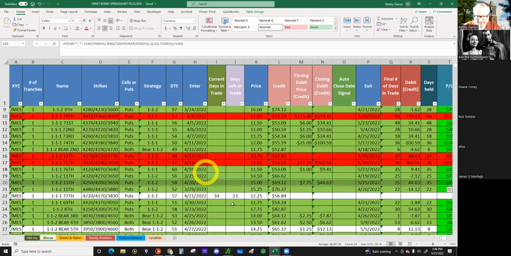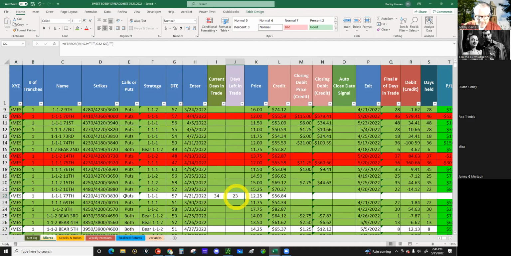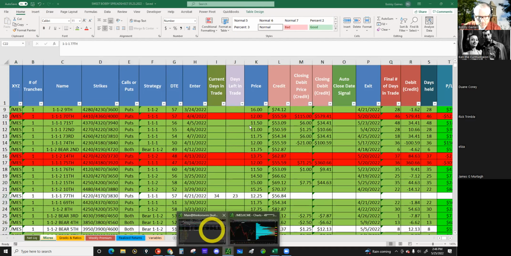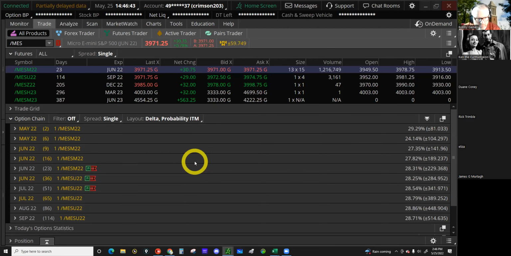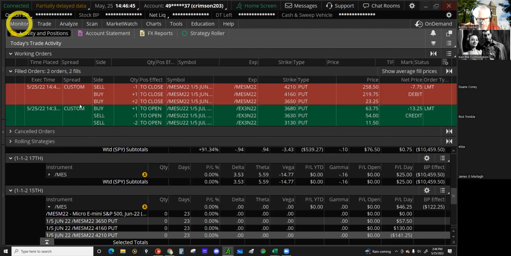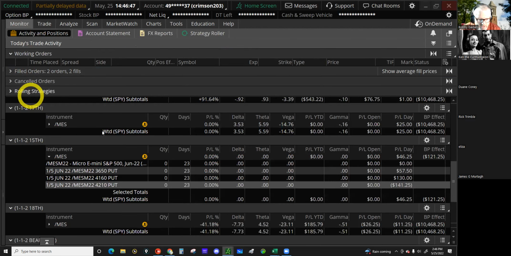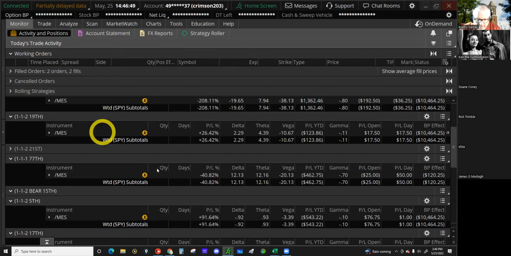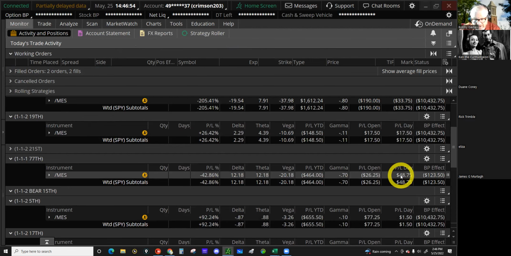All right, so let's see what else we got here. So we got this one at 23 days. This is a 11177. Oh, behave. A 111 trade in this environment, you moron. Why would you be putting those on? 11177. Look at this. We're down $26, but we're up $48 on the day.